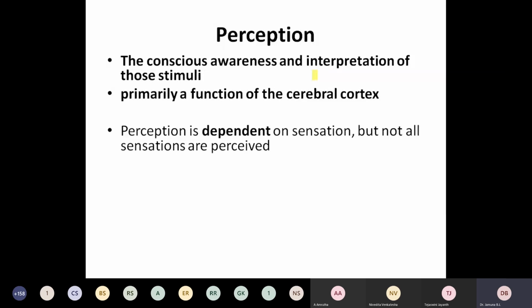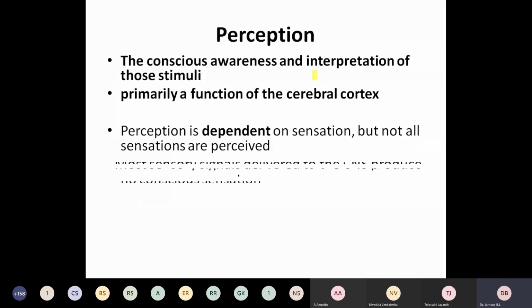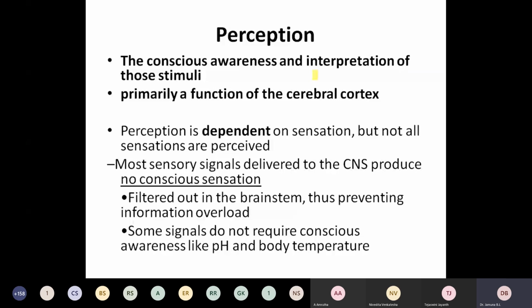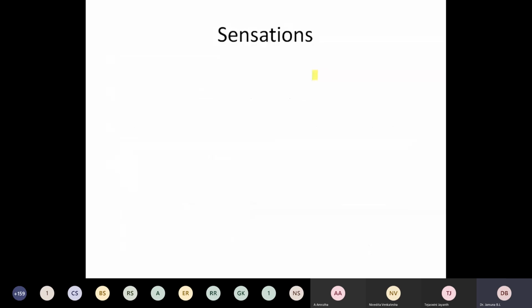Some perceptions are dependent on sensation, but not all sensations are perceived. There are some unconscious sensations, so that gets filtered out in the brainstem, which prevents information overload. Whatever changes are happening which are not a dangerous stimulus will not reach the conscious level. And also some of the vegetative functions, the metabolic activity happening within our body, will not come to conscious perception. Conscious awareness will not be there regarding that.